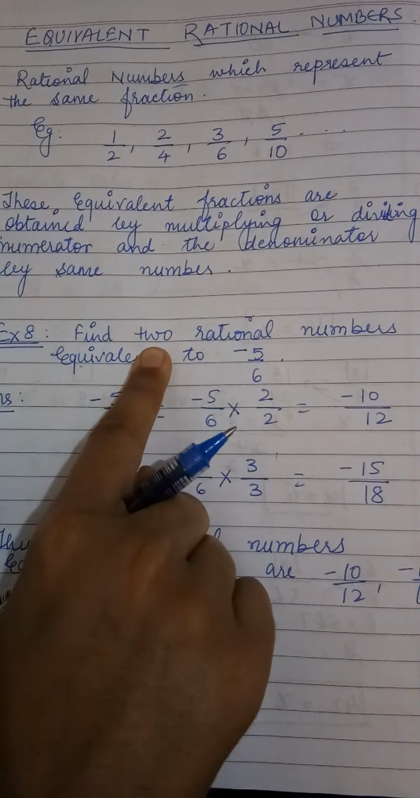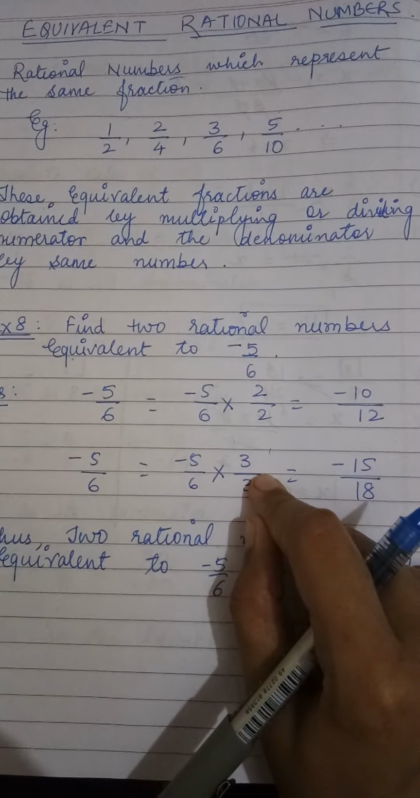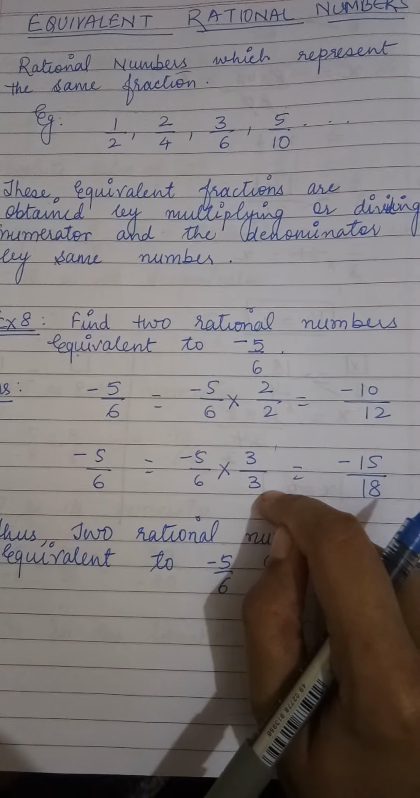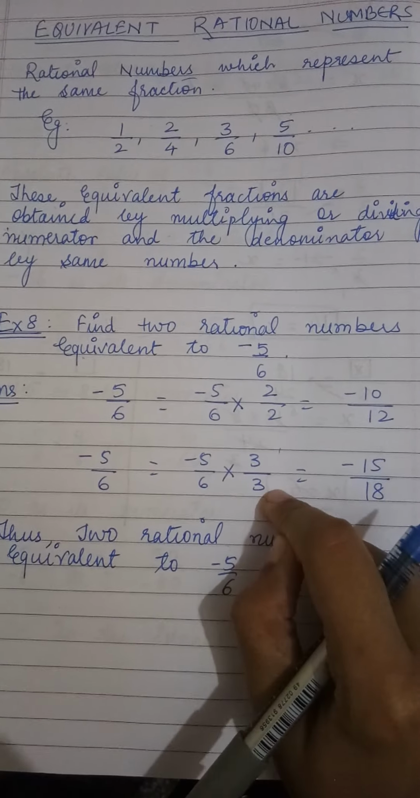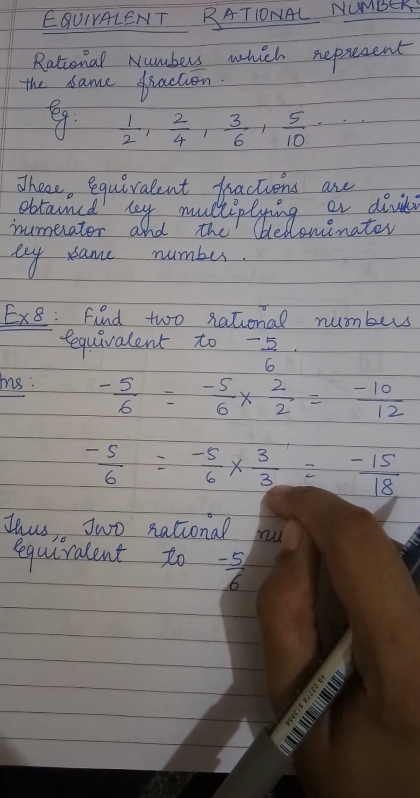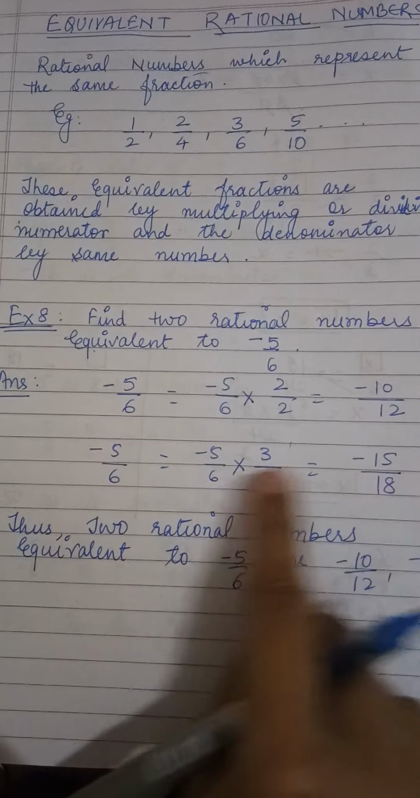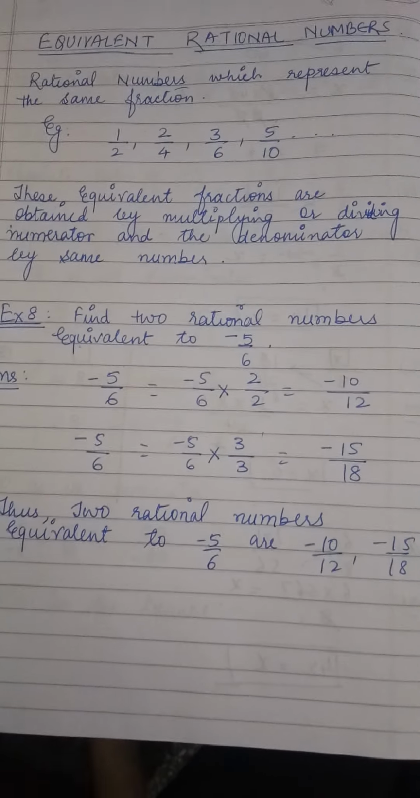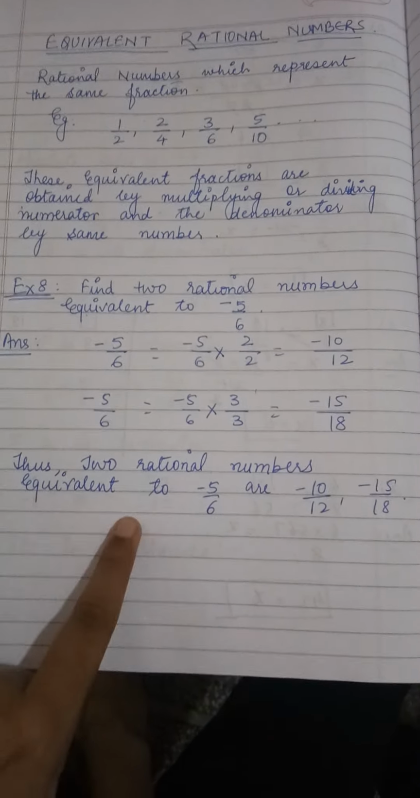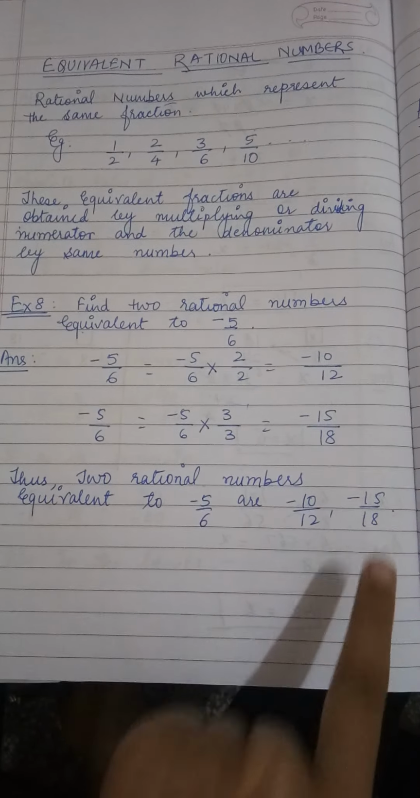Because they have asked me for 2, what I have done is firstly 2 upon 2. Then any other fraction again you can take, but the same number you have to multiply and divide. So I am using 3 upon 3 here. You can use 6 upon 6, you can multiply and divide by 9 upon 9, any number you can take. Then 5 3s are 15, minus will come, and 6 3s are 18. So the two rational numbers equivalent to minus 5 upon 6 are minus 10 upon 12, minus 15 upon 18.